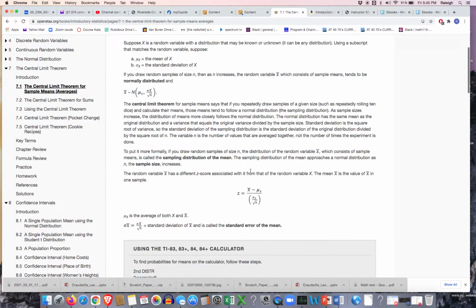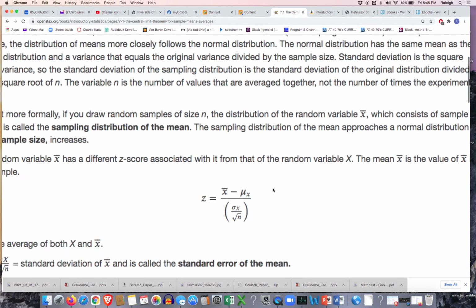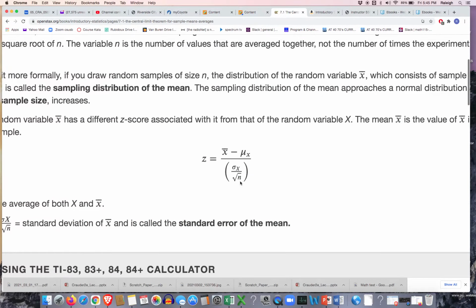Don't need so much of the theory, but essentially it's going to replace sigma by sigma over square root of n. Now they're using the x-bar notation with a subscript, which I don't know is completely necessary, but the point is you've got to get that square root of n in there.